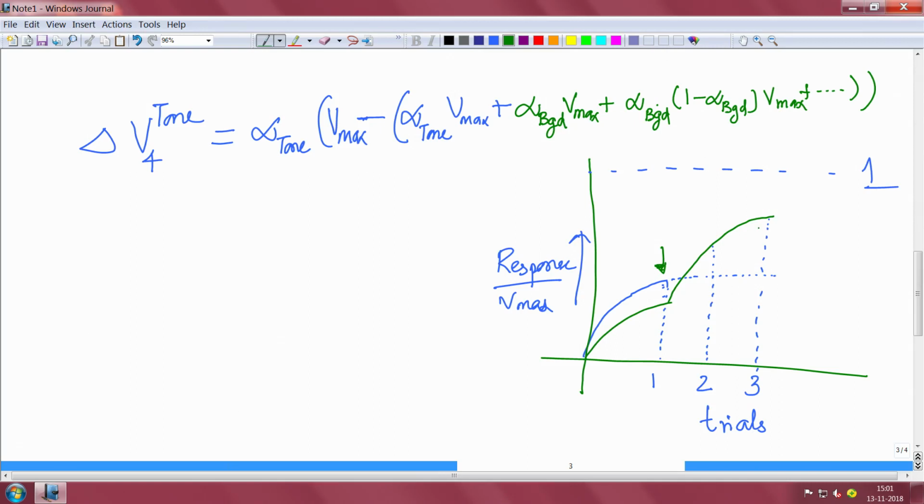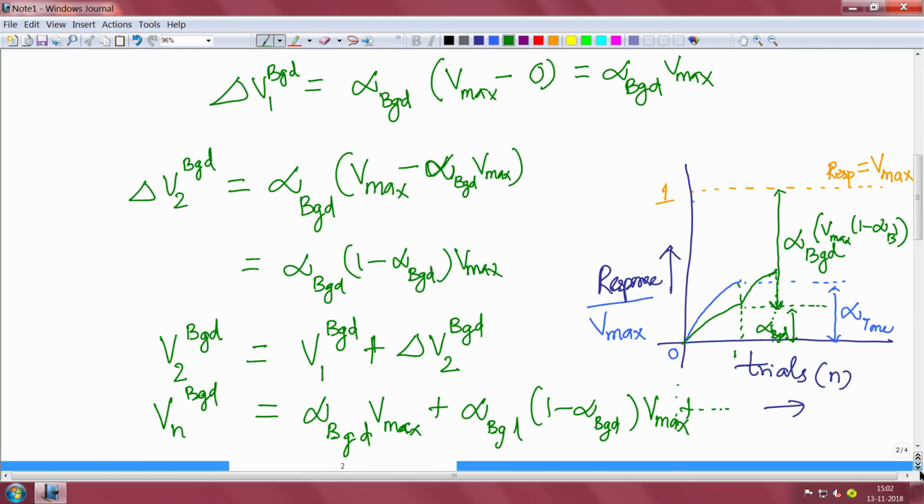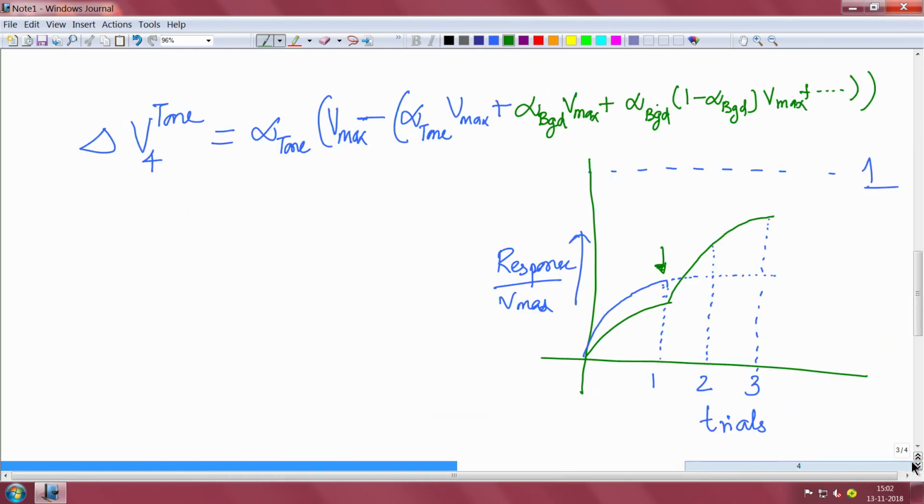And if there is a sufficient number of such presentations, let us say, for example, first, second and third, right. So, after this, the fourth presentation, which has the tone and the background, similar to the first trial, then what is happening is that the amount of learning that the animal incurs for the tone, as I am trying to show here, will be lesser than what it would have learned in the case where these shocks were not present.